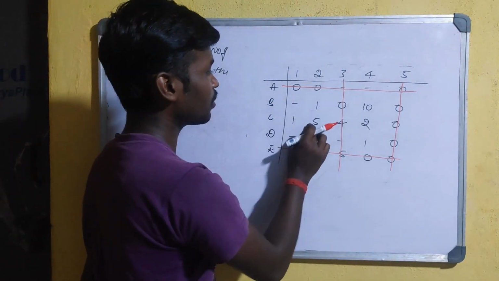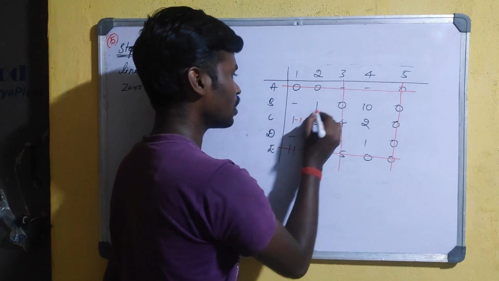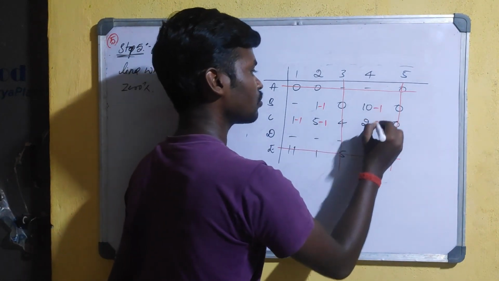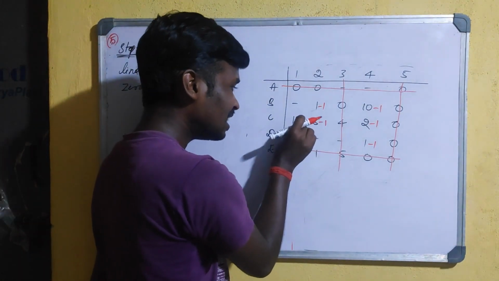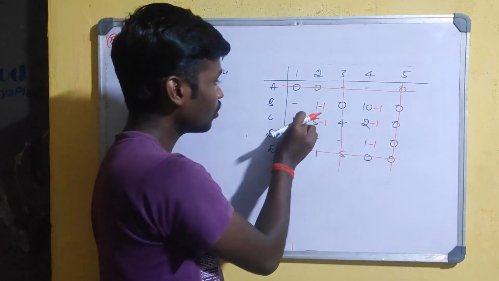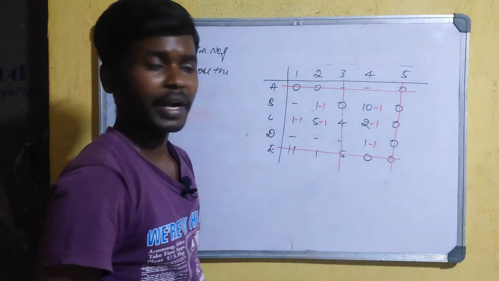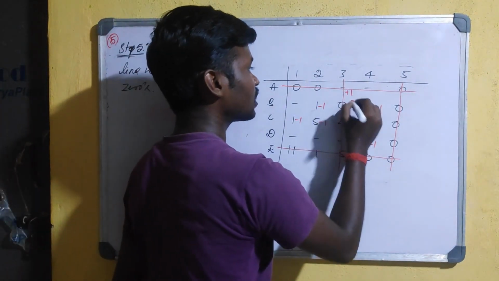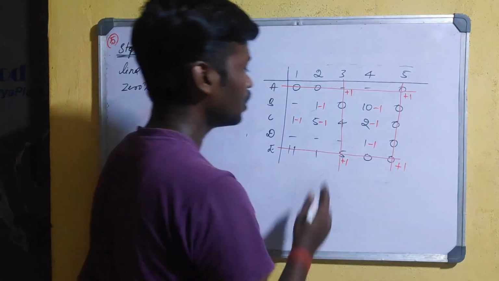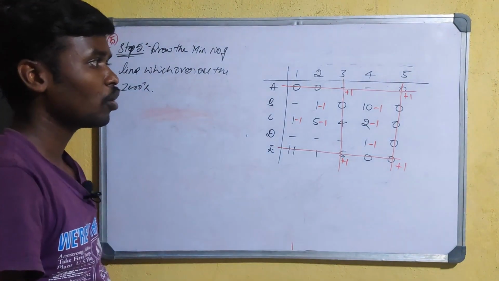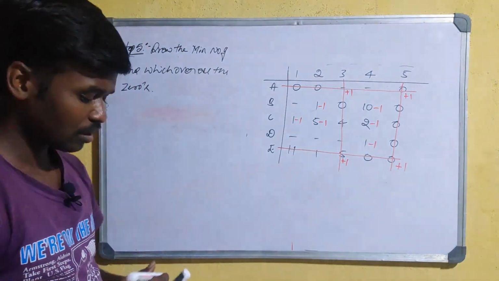So which is the least number from this uncovered number? So ultimately 1 is the least number. So 1 minus 1, 1 minus 1, 5 minus 1, 10 minus 1, 2 minus 1, 2, 1 minus 1. So we have to add the least number which is uncovered. So we have to add that least number to the intersected points. Okay, so add to the intersected point. There are 4 intersected points, therefore we are adding plus 1 to that intersected points. Then we have to simplify this matrix to get the another matrix.